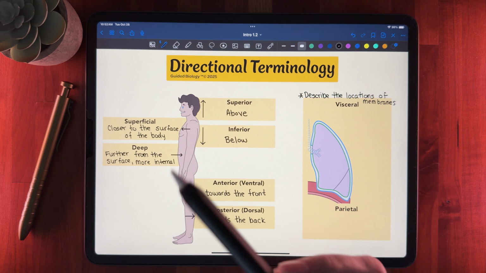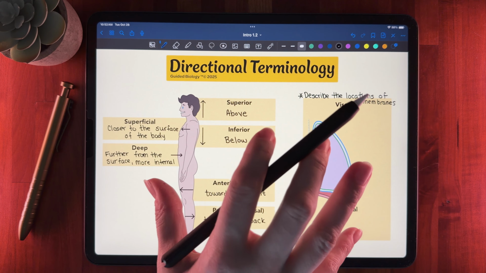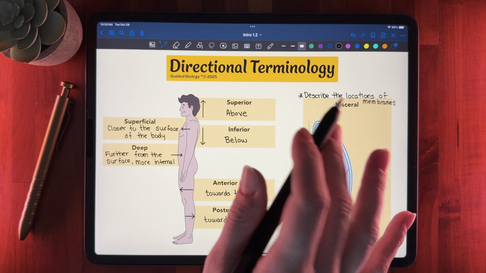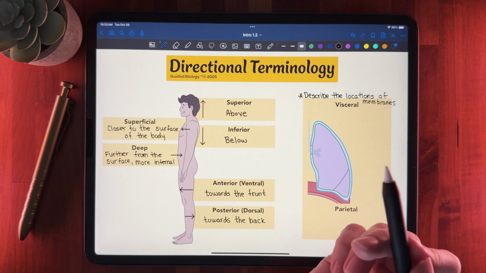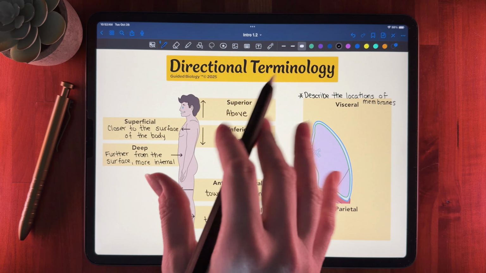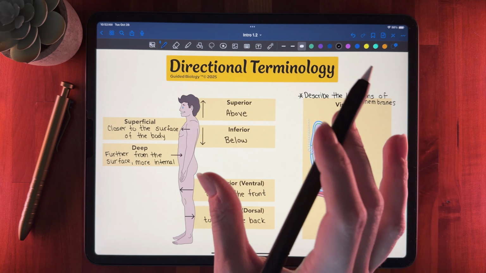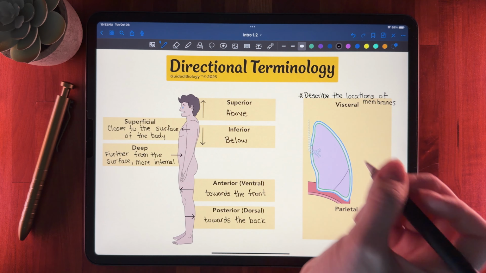In a later video, we are going to discuss the body cavities and the membranes that line the body cavities, and we will use and apply these terms when we get to that section. But for now, let's just define them so we understand what they mean. Then when we get to that section, we can start practicing and using them.